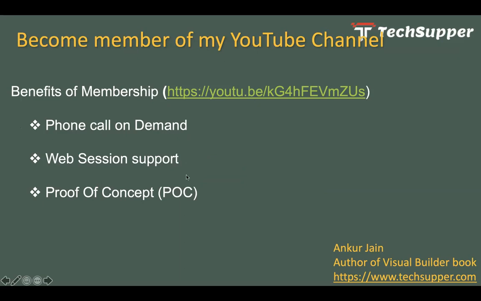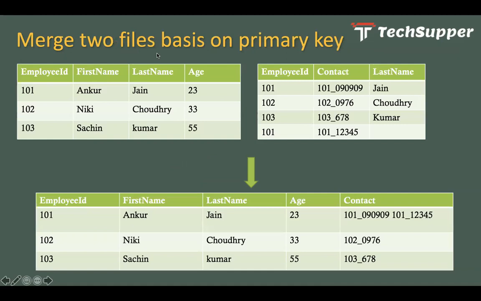Okay, so let's get started. Merging two files based on the primary key. Let's consider you have one employee file wherein you have employee ID, first name, last name, and age. In that file, you have three records, based on employee ID 101, 102, and 103. I'm considering you have another file wherein you have the employee ID and then contact number.